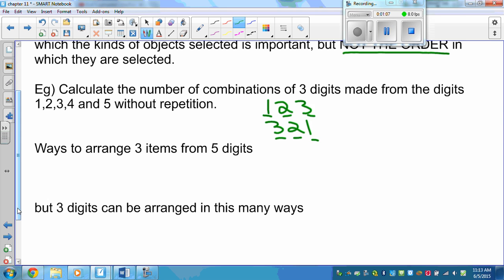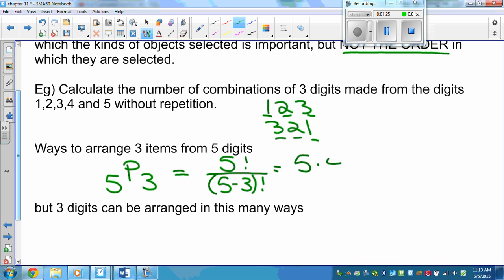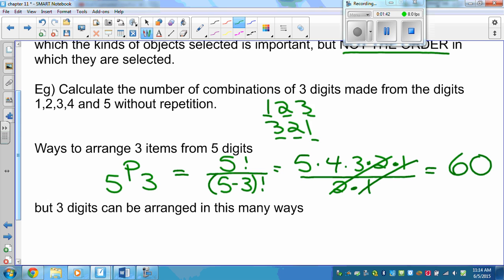digits. So this is from before. That would be 5P3, which is 5 factorial over 5 minus 3 factorial. In other words, that's 5 times 4 times 3 times 2 times 1 over 2 factorial. So we see the 2 and the 1 cancel out. We just get 5 times 4, which is 20, times 3 is 60. So there's 60 ways to arrange 3 items, but those 3 digits can be arranged in how many ways?